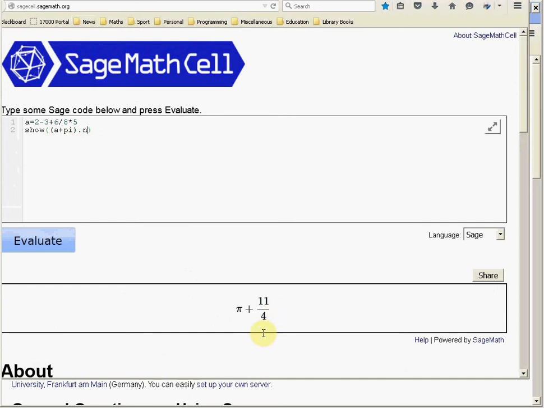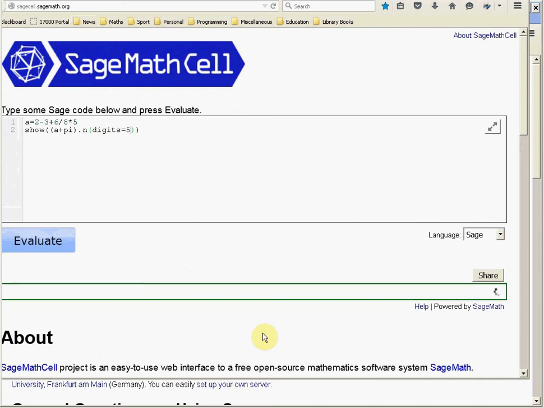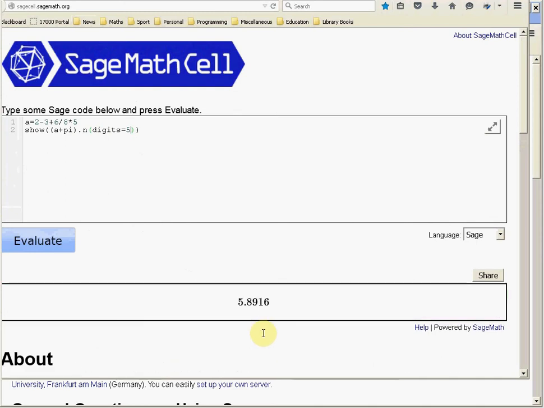Now let's find a numerical approximation to that. There it is, and it's to lots of decimal places. I can now restrict the number of decimal places. I'll say, here, show me 5 digits. And there it is. And if I wanted to, I could even show lots of digits. So there's 50 digits. And as you can see, that's fairly impressive.